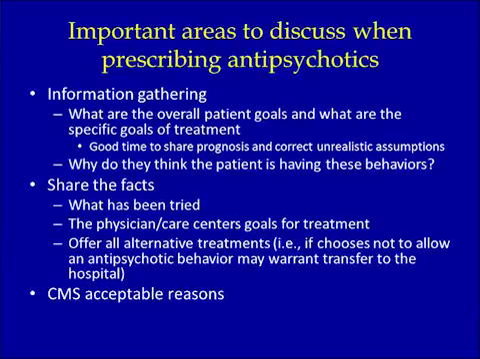In order to ensure informed consent, you need to fully discuss the risks and benefits of antipsychotics. It is helpful to know what the patient and family goals are for the treatment and to explore what tolerance they would have for side effects. In some cases, the family's goals may be unrealistic. For example, they may want the medication to not only stop the behaviors, but to also improve cognition and enable their loved one to function better.